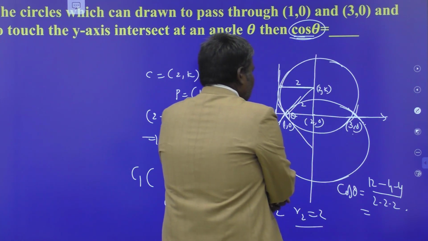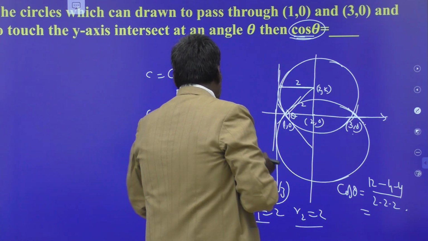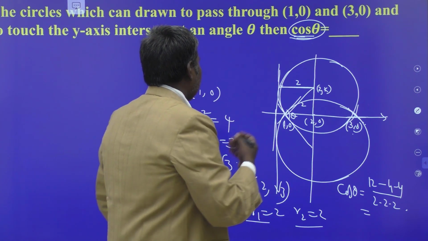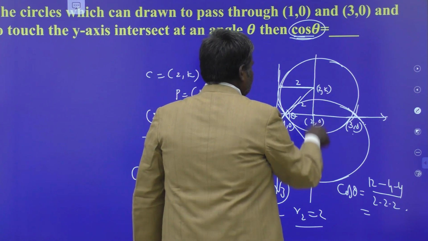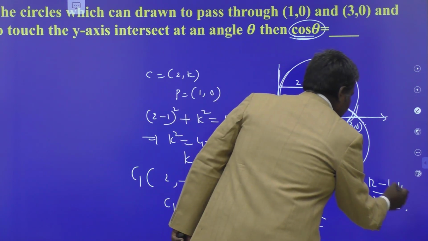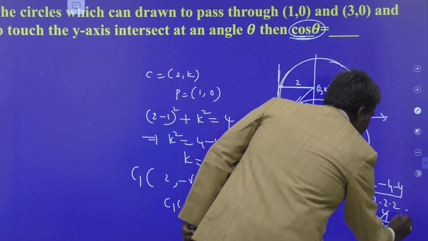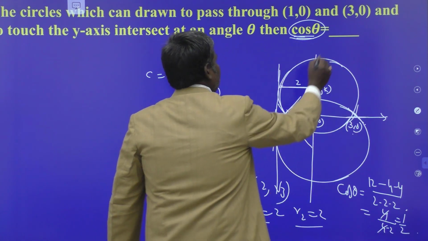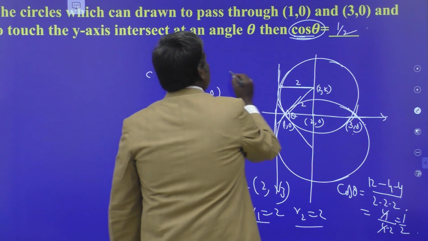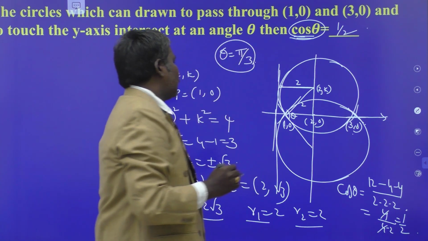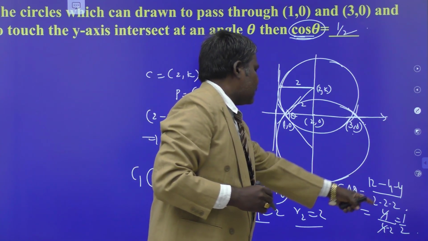That is, cos theta is obtained by you: C1C2 square minus R1 square minus R2 square by 2 R1 R2. The radius of both circles is the same, 2, that is 8 by 4 into 2. So this is 1 by 2. Your cos theta is 1 by 2 itself. If they are asking the theta value, theta is equal to pi by 3. Cos 60 is 1 by 2. So the value of cos theta is 1 by 2.